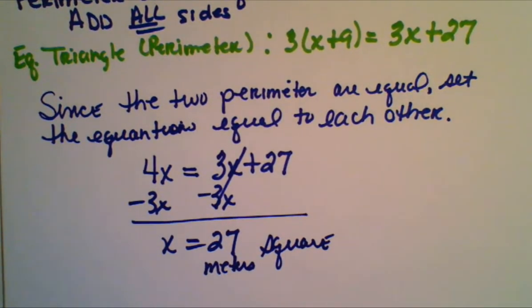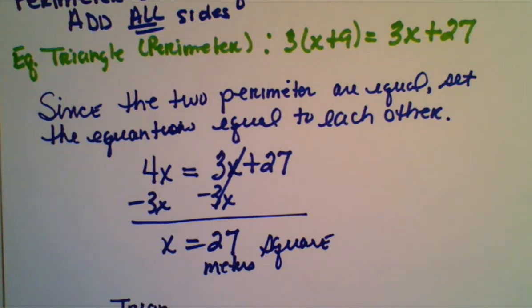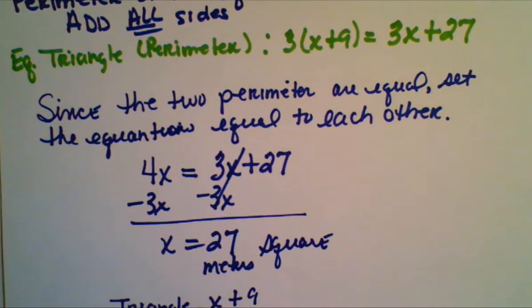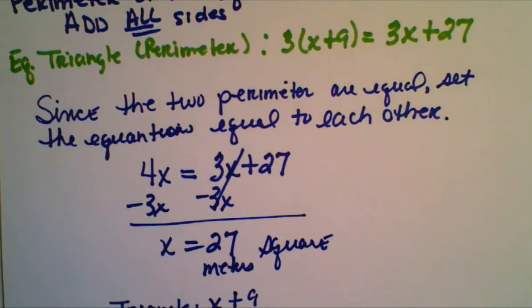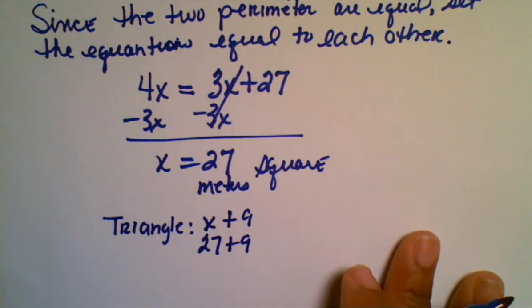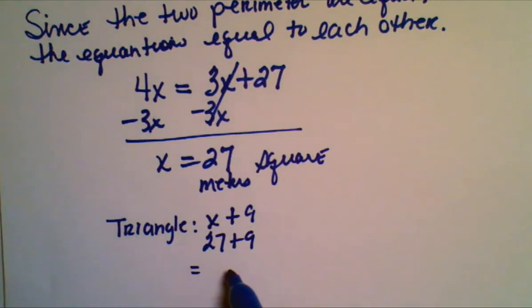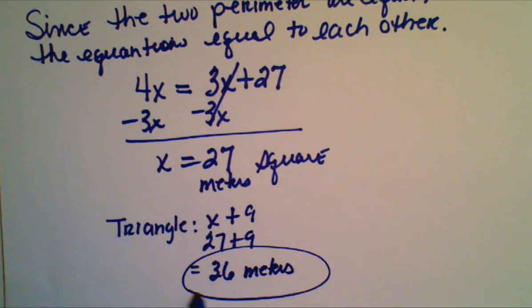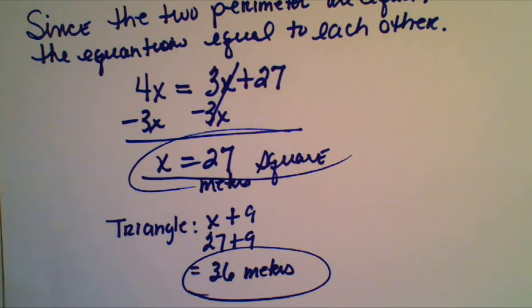What will be one side of the triangle? Remember, the triangle is 9 meters longer than one side of the square. So we have here 27 plus 9, and 27 plus 9 gives us 36. And there we go. Now you can add all sides for each of those.